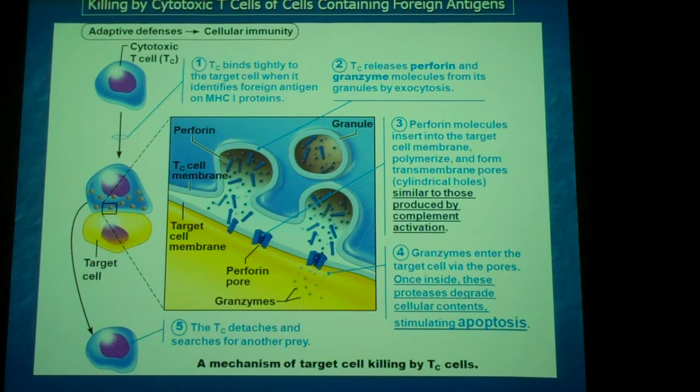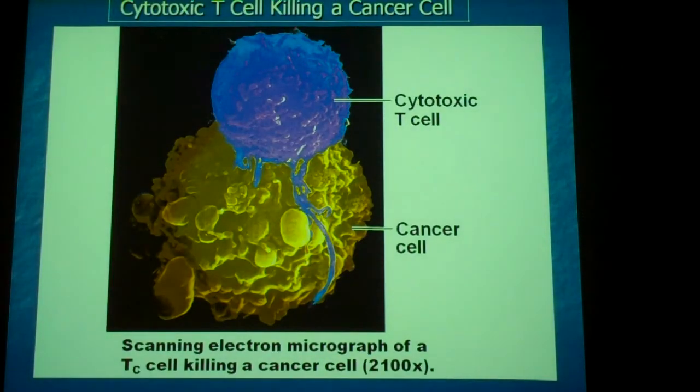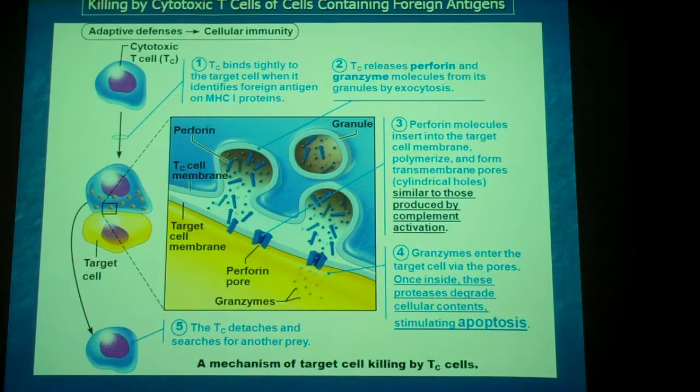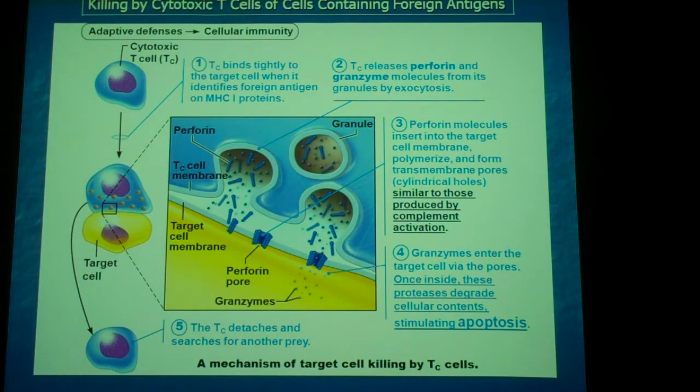So here would be our T cell. This would be a cell that contained the foreign antigen. Here it's perforating, making holes in the cell membrane and releasing these enzymes here. Here is an electron photomicrograph of a cytotoxic T cell acting against a cancer cell in just this fashion right here.